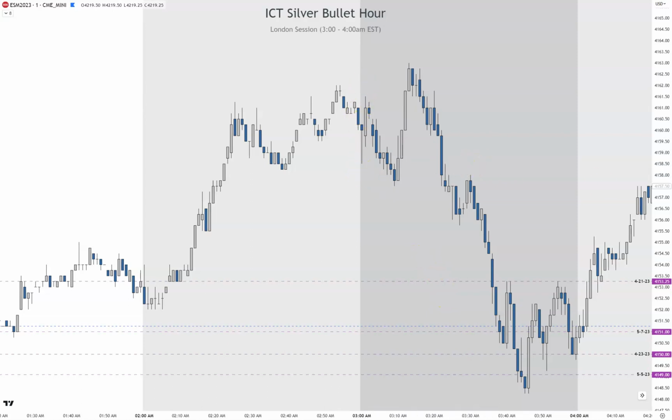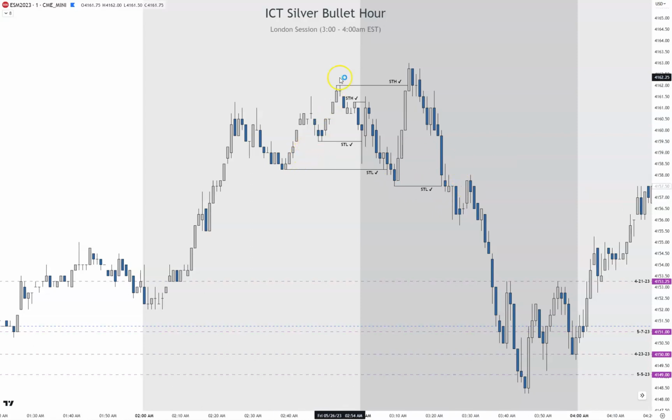When we start this hour right here, we see that we take out a short-term low. Price comes down, takes this short-term low out, then it goes up, takes out this short-term high. Price comes back down, takes out this short-term low and this short-term low, so let's just mark one of those out. Price comes up and takes out this short-term high. Okay, so now price is coming back down to take out this short-term low.